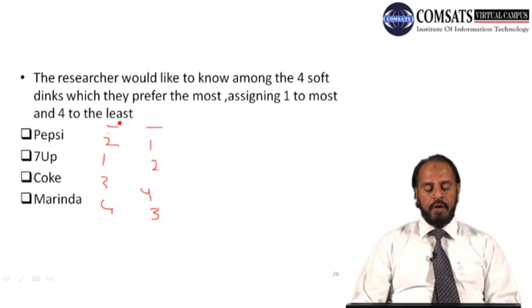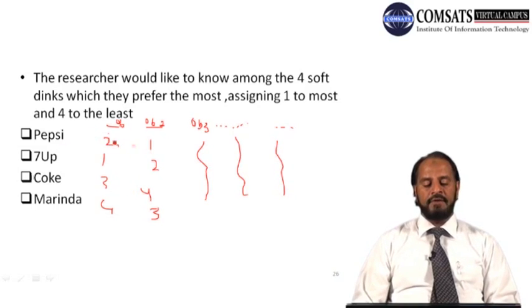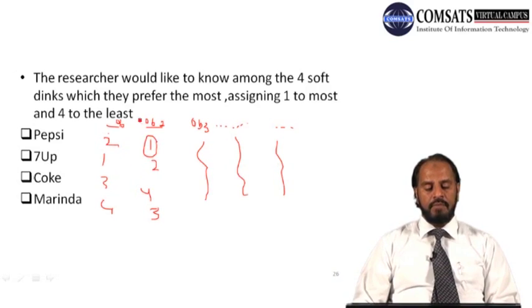So this is observation 1. This is observation number 2, and observation number 3. You can have a number of observations here, and more data here. Based on that, you can determine the one who preferred the most. In this case, if you say preferred the most, we're assigning 1 to the most.